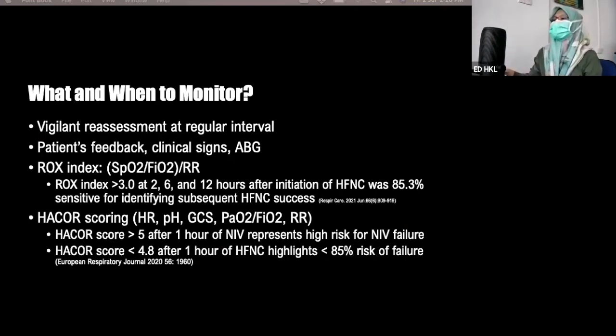So what and when to monitor? You have to monitor the patient's feedback on oxygen therapy. Okay. Patient feedback, clinical signs, and also ABG. You can use some scoring. I think Azizi already presented, a few weeks ago, last month, the ROX index. And you may also use HACOR. HACOR is actually for NIV, but you can apply it to high flow nasal cannula at intervals. Previously, it was suggested, I think Dr. Mada highlighted or suggested, 1 hour after we start the high flow nasal cannula, 2 hours, and then 4, 12 and 24 hours. So that is the interval of assessment.